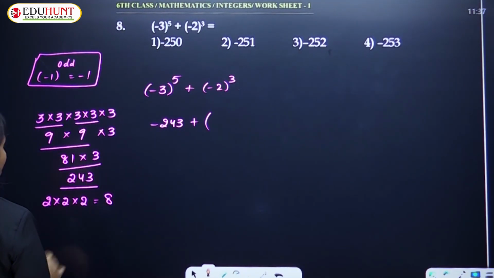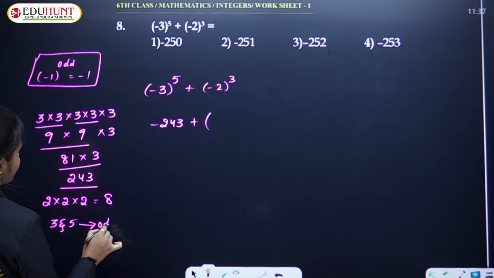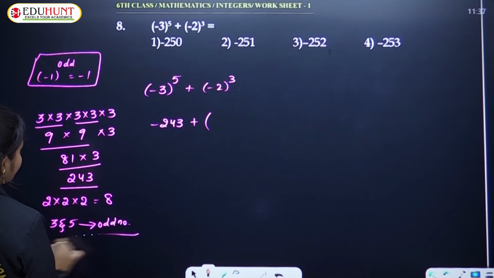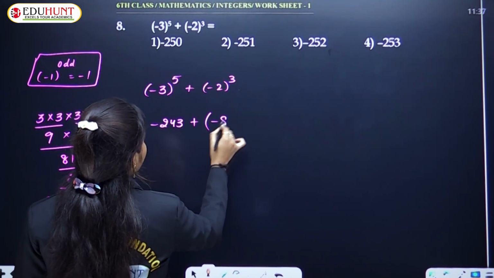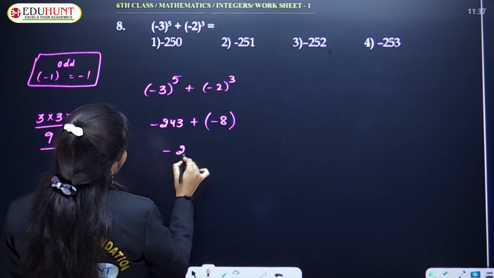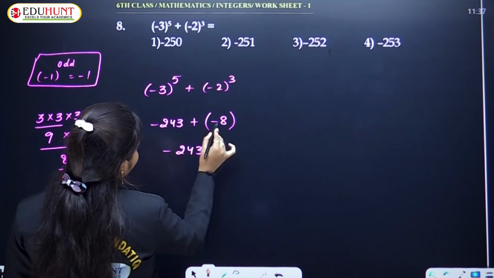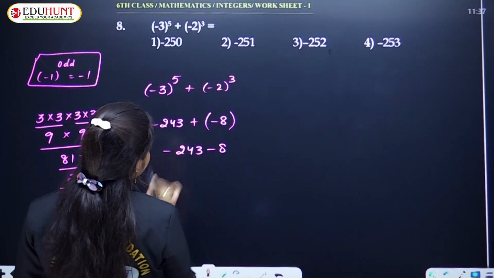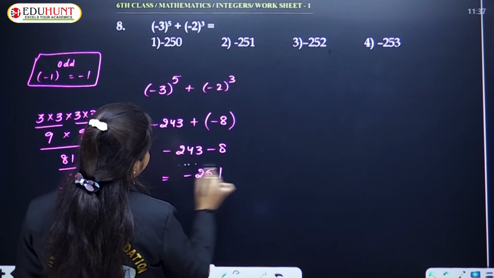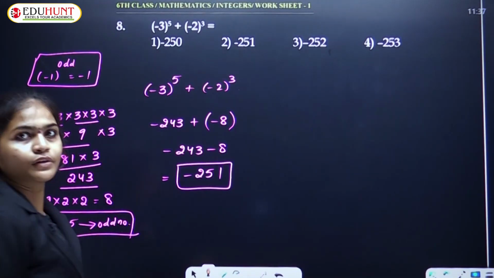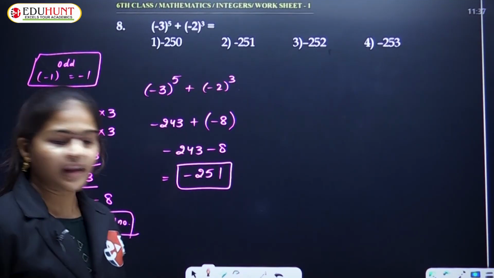And here 3 and 5, those are odd numbers, no? That's why again the answer is minus 8. Now minus 243 plus into minus is minus 8, which is equal to minus 251. Minus 251. Am I clear?